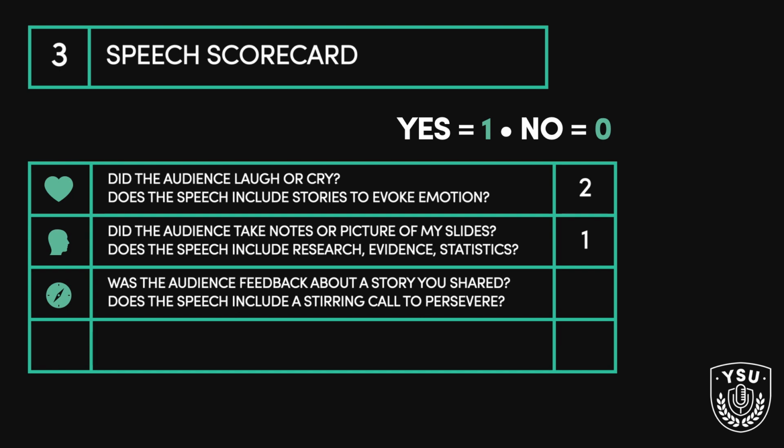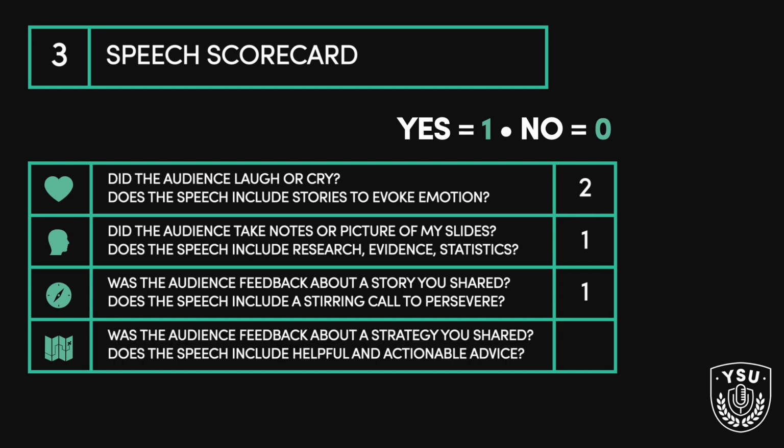Okay, next, the inspirational quadrant. Was the audience feedback about a story that you shared? And does the speech include a stirring call to persevere? So let's say yes to one, no to the other, so I give myself a 1 there. And lastly, the practical quadrant. Was the audience feedback about a strategy that you shared? And does the speech include helpful and actionable advice?